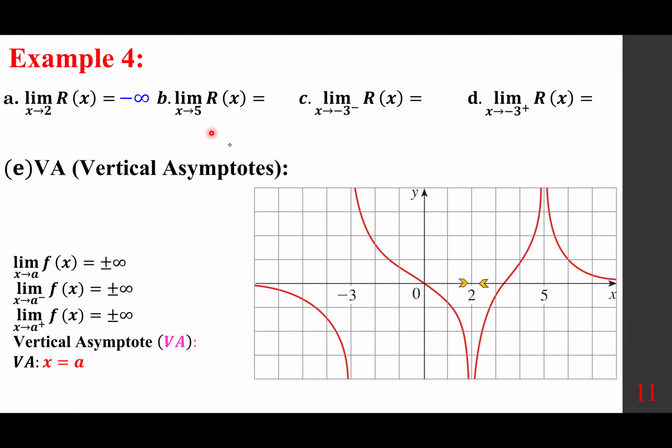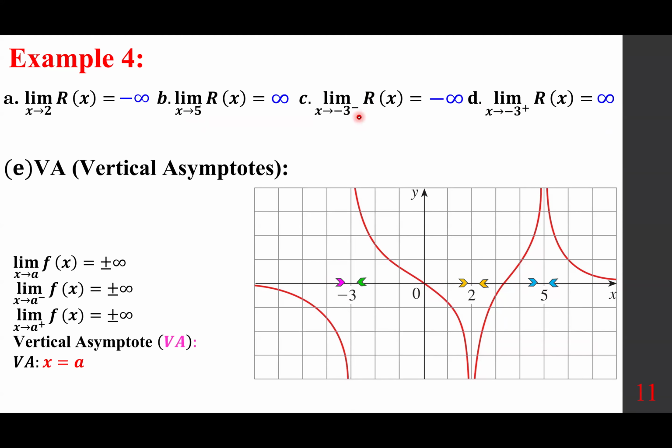The limit of r of x as x approaches 5, locate 5. Both sides of 5 will result in infinity. So limit of r of x as x approaches 5 is infinity. However, as we approach negative 3, limit of r of x as x approaches negative 3 from the left goes down to negative infinity. Limit of r of x as x approaches negative 3 from the right, positive infinity.